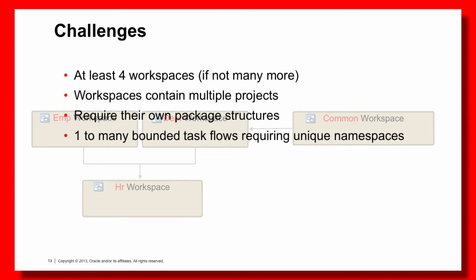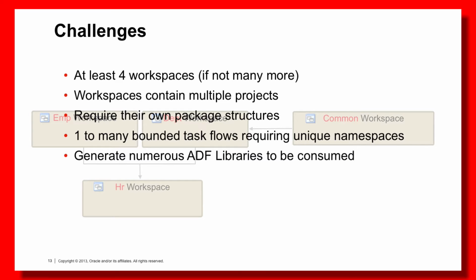Beyond that, in terms of bounded task flows, in addition across your different workspaces, you need to ensure that when they're consumed into the master workspace, the HR workspace in this case, that they have a unique ID or namespace as well. And we know we're going to generate numerous ADF libraries, okay? So it's going to be numerous ADF libraries that might be hard to track to work out where they came from. So we need to have an understanding of our naming conventions there to make things simpler. So in the end, we must not have naming collisions, okay? The framework will actually say you can't, so you need to come up with conventions that will solve that.